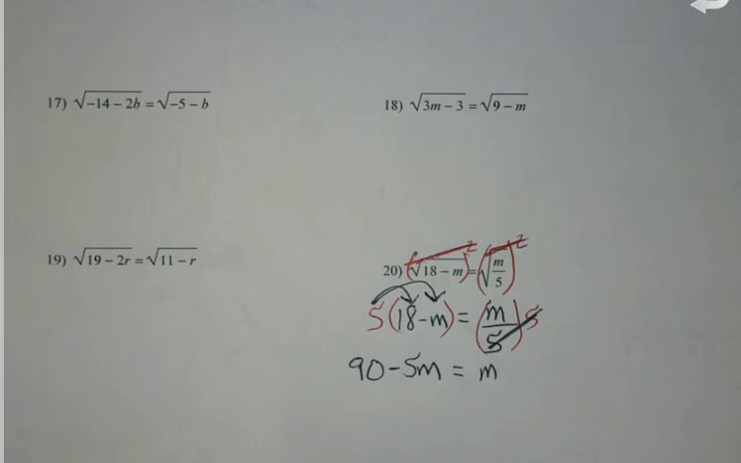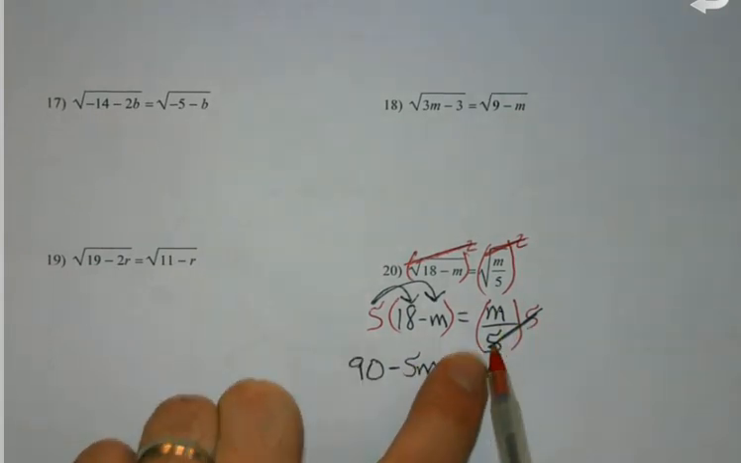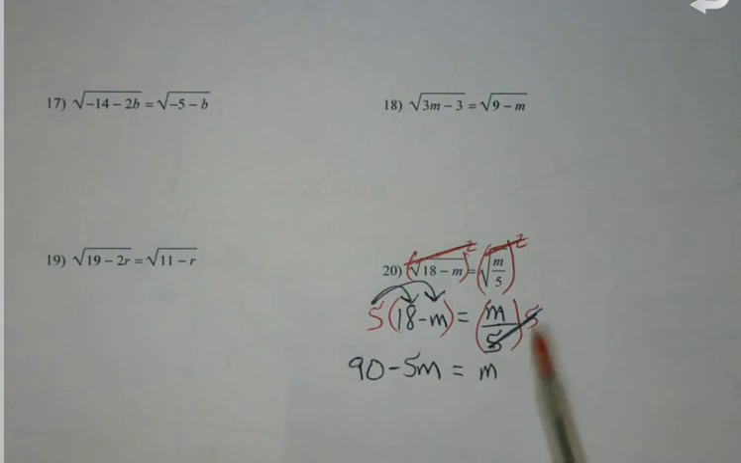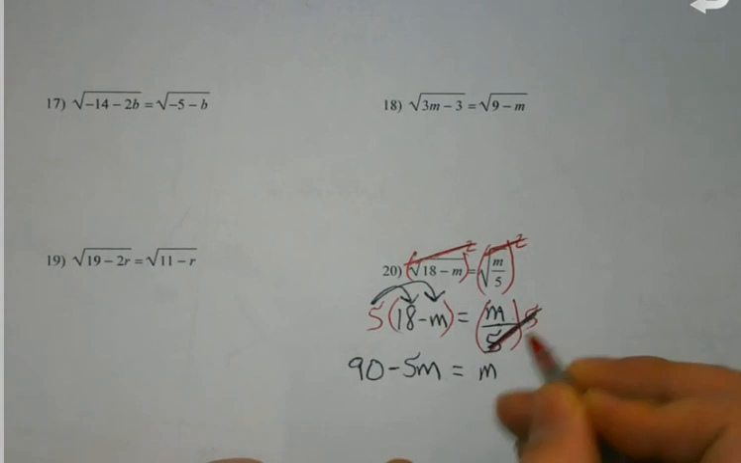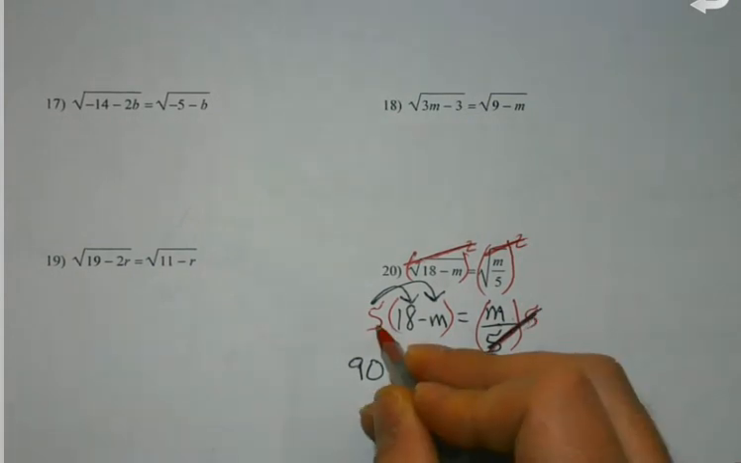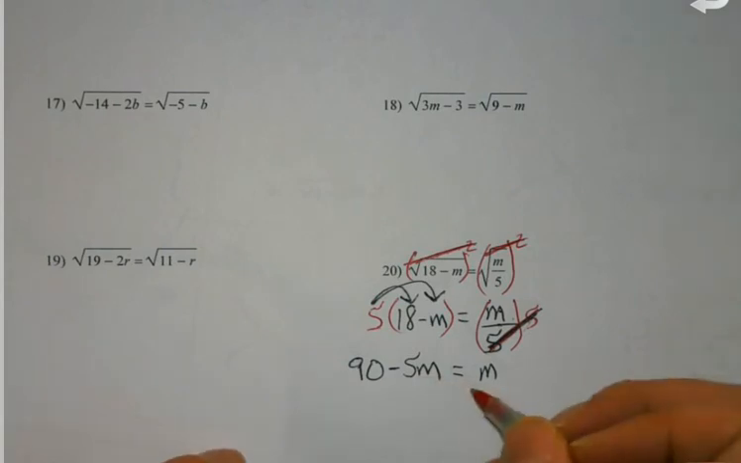And now I've got to start working on getting all my m's together. Here I have m divided by 5, and I don't like having that fraction there. So the opposite of dividing by 5 would be to multiply by 5, because then those cancel. But if I multiply this side by 5, I have to do the same to the other side. Because once I do that, now I don't have any more fractions.